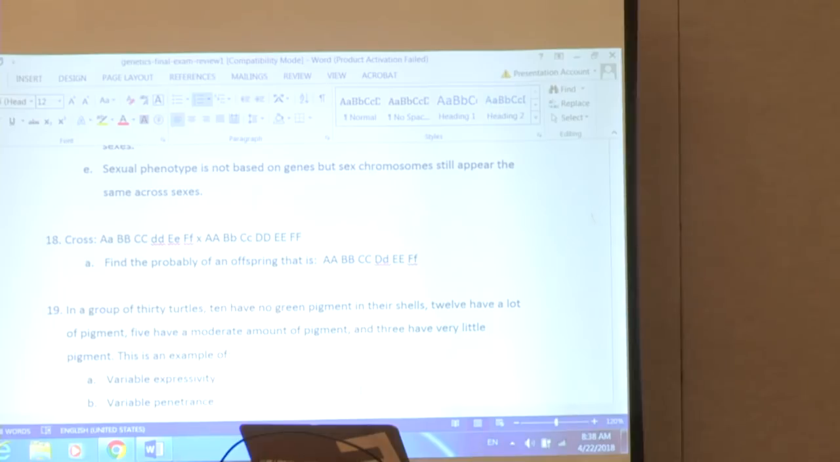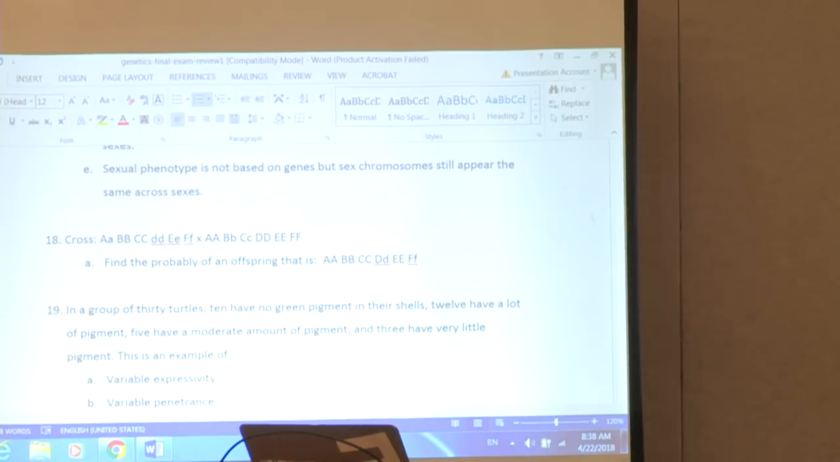So if I was going to solve this, there's a few different ways to solve this. If you want, this is the and multiplication rule, right? So I'm saying what's the probability I would get that genotype for A, B, C, D, E and F in my offspring, right? So I would calculate each individual probability and then multiply them all because they're independent events.